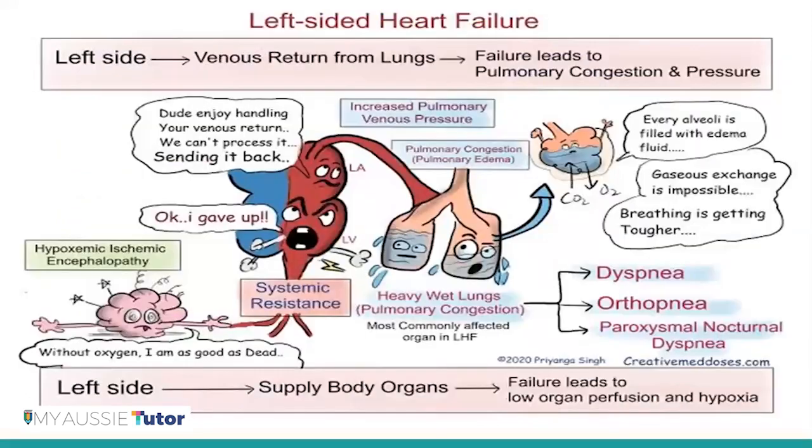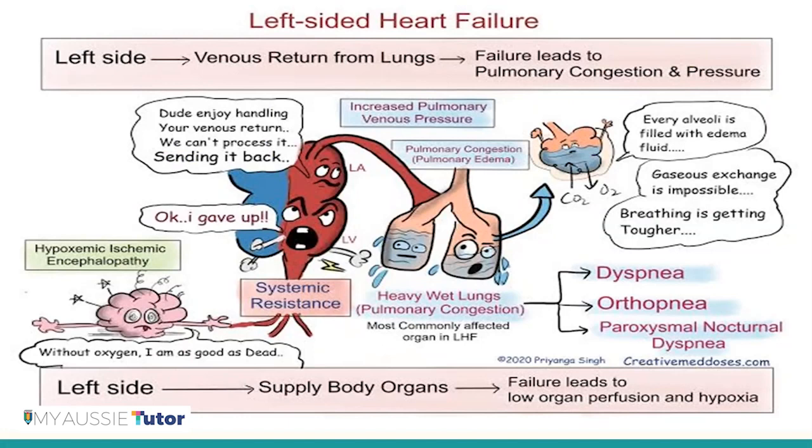Okay, moving on. In left-sided heart failure, the left side is responsible for receiving the venous return from the lungs, but its failure leads to pulmonary congestion and increased pressure. The left side also supplies the body organs with oxygen and blood, and its failure leads to low oxygen perfusion and hypoxia in the body organs. So basically, when the left atrium and the left ventricle give up, it leads to pulmonary congestion and pulmonary edema, which causes an increase in CO2 and a decrease in oxygen.